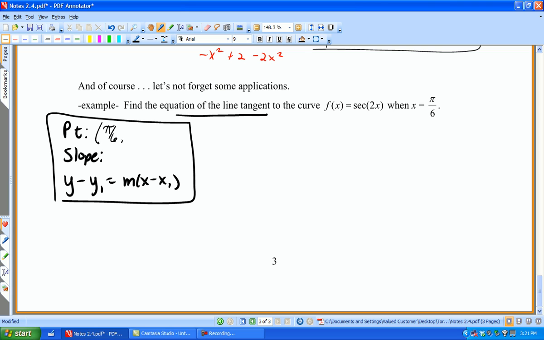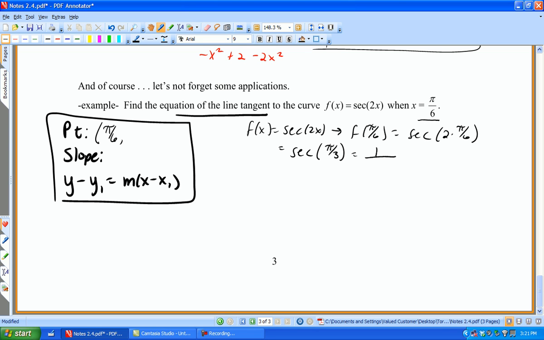Okay, we're given part of the point. We're given that x is pi over 6, but we're not given the whole point. So we're going to have to take a minute and find y. Well, f of x is the secant of 2x. So that means f of pi over 6 is the secant of 2 times pi over 6. All right, well, 2 times pi over 6, we want the secant then of pi over 3. All right, well, secant is the reciprocal of cosine. So now I have to think, what's my unit circle value for the cosine of pi over 3? Well, the cosine of pi over 3 is 1/2. So 1 over 1/2 is 2. So my point is pi over 6, 2.